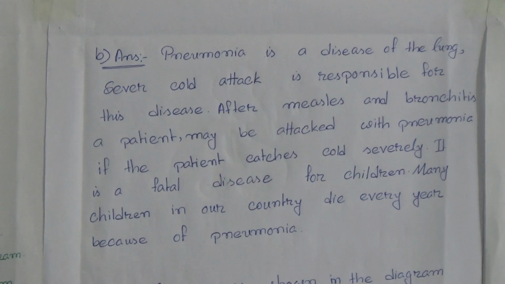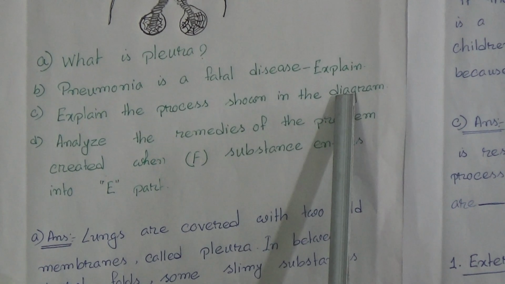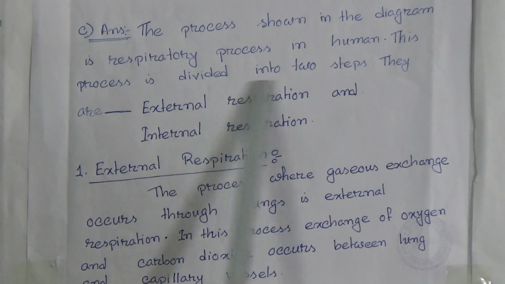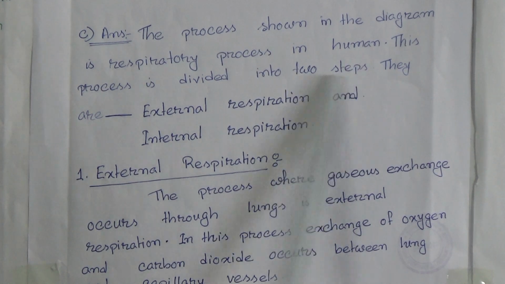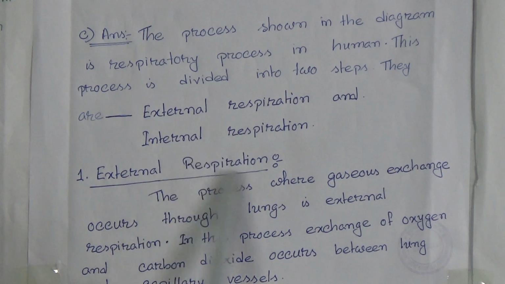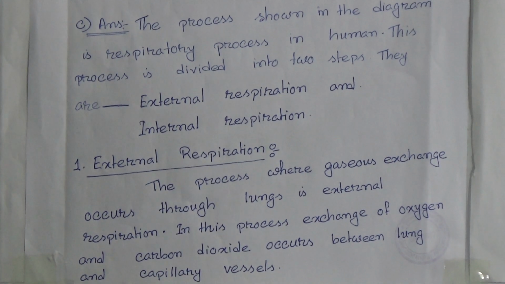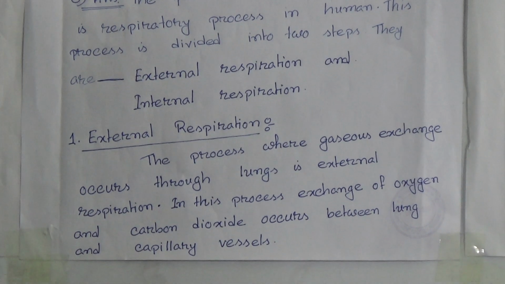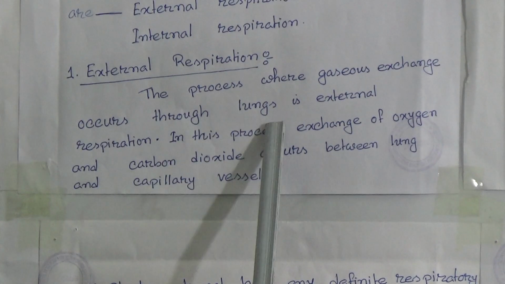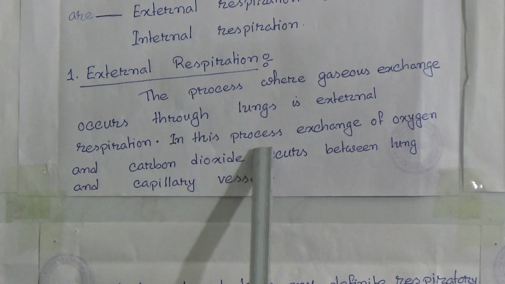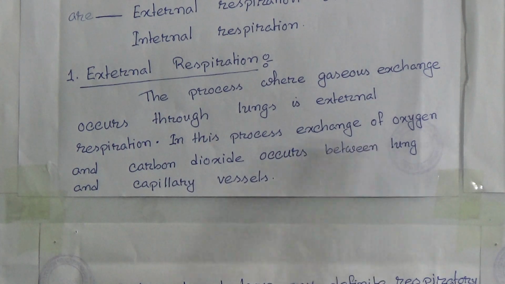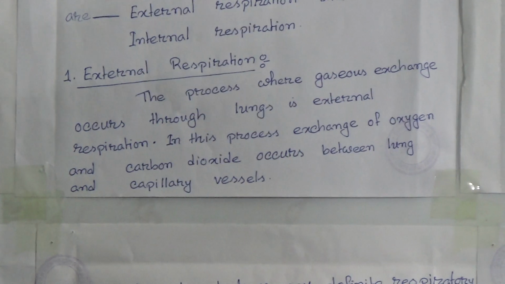Now question C. Explain the process shown in the diagram. Answer: the process shown in the diagram is the respiratory process in humans. This process is divided into two steps: number 1, external respiration, and number 2, internal respiration. Now we will discuss external respiration. The process where gaseous exchange occurs through the lungs is external respiration. In this process, exchange of oxygen and carbon dioxide occurs between the lung and capillary vessels.